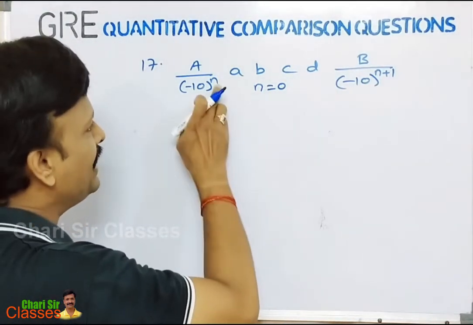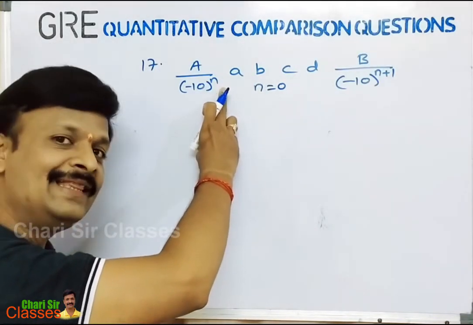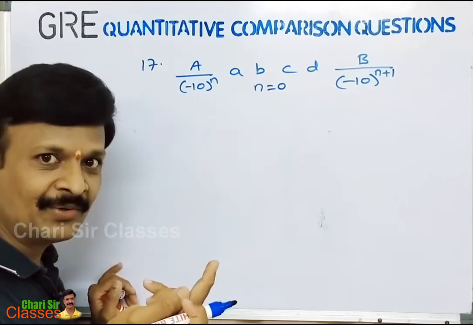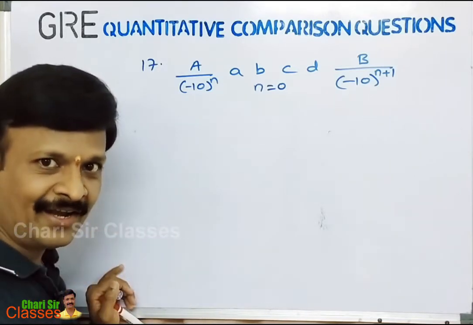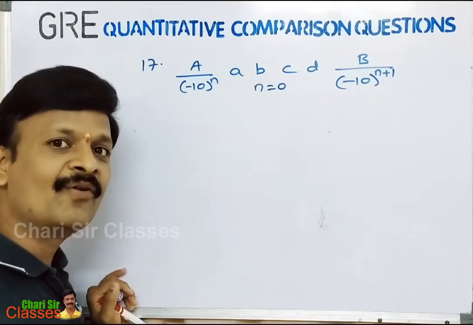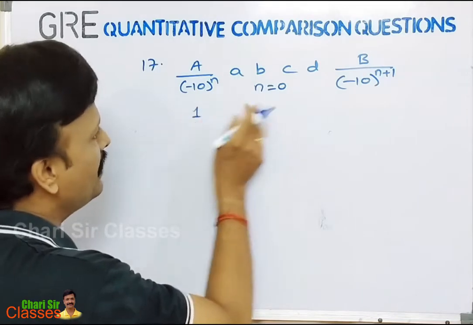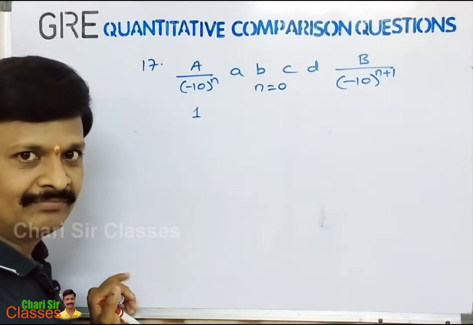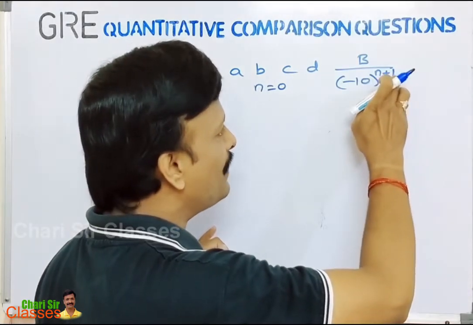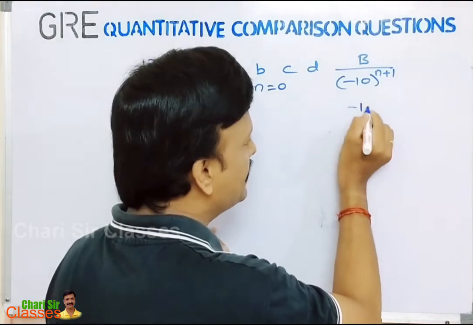So when you put n is equal to 0, minus 10 to the power of 0. We know that anything to the power of 0 is 1, except 0 to the power of 0. 0 to the power of 0 is not defined. Other than 0, any non-zero number to the power of 0 is 1 always. Therefore, its value is 1 for n is equal to 0. Now here, minus 10 to the power of 0 plus 1 is minus 10 power 1, which is minus 10.